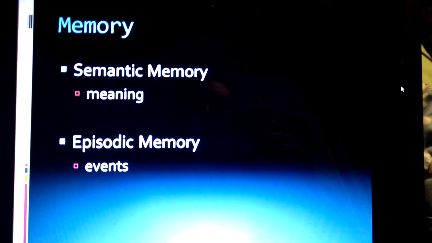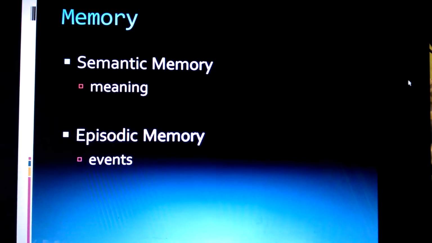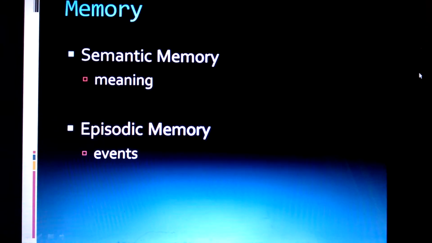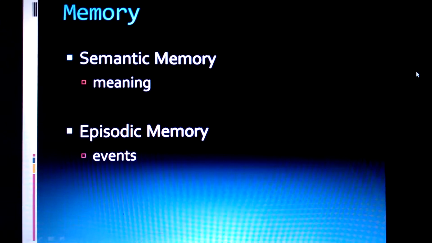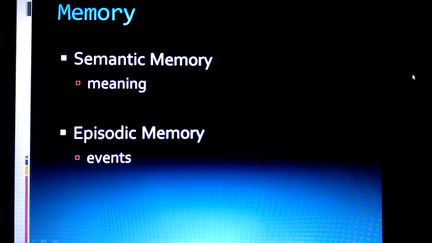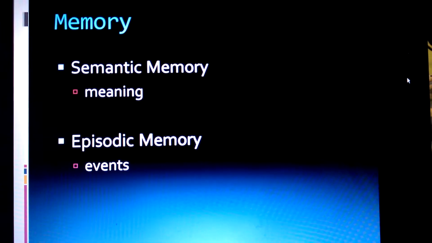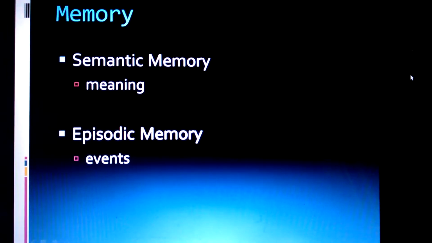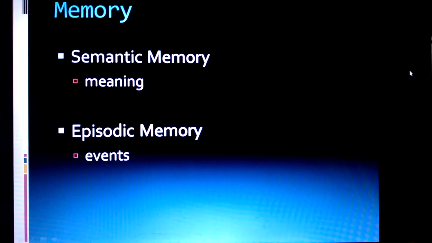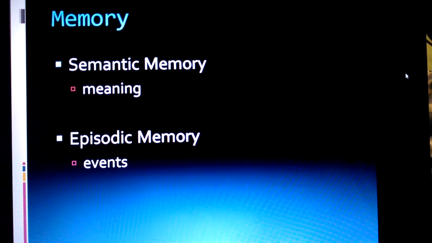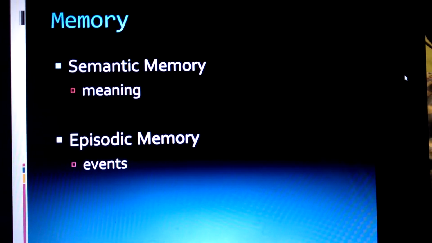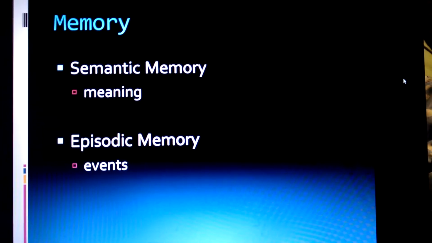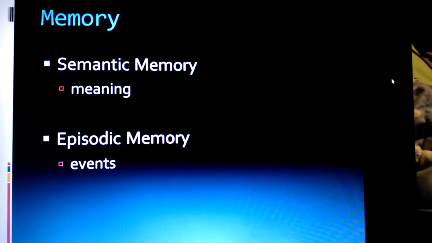And we're going to talk a little bit about types of memory. Semantic memory is organized by meaning. It's categories of objects and concepts. Episodic memory is memory for events or episodes. It is experiences of space and time. In episodic memory, elements of an event are strung together as they happened.